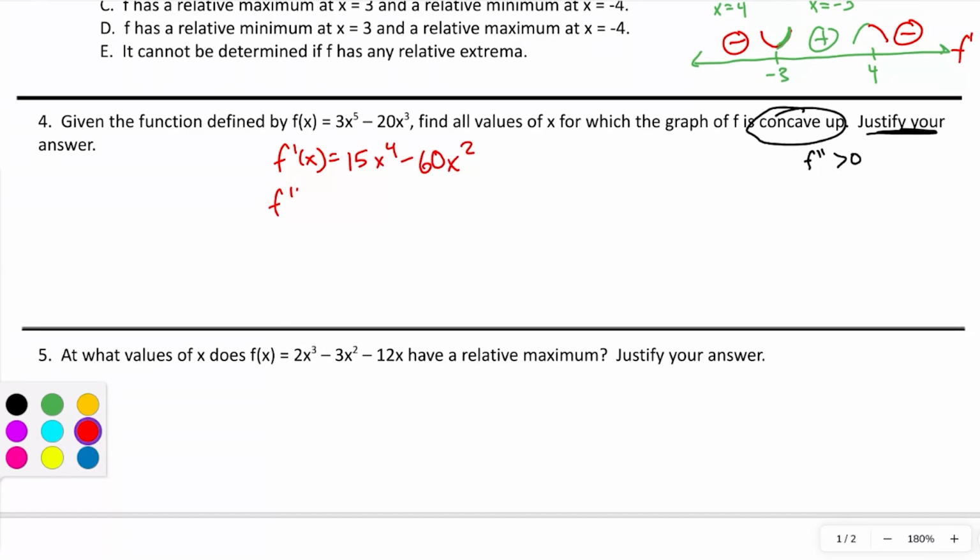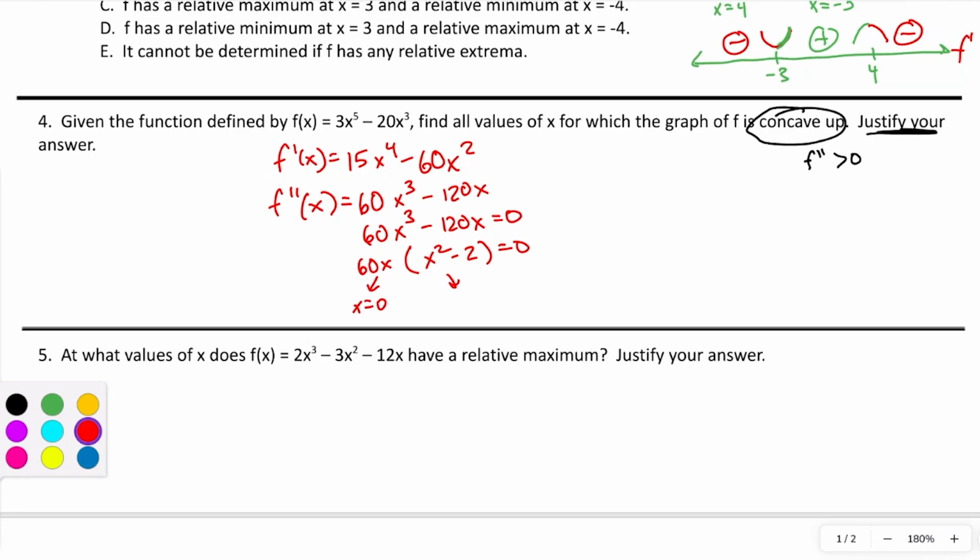Okay, now we've got f prime. So now let's do f double prime. We're just using the power rule here. 60x cubed minus 120x. We want to set that equal to 0 to find our subcritical values. I can factor out 60x as a GCF, which would leave me with x squared minus 2. Is that right? Yeah. So I'm going to get 3 subcritical values: either x equals 0 or x equals plus or minus root 2.